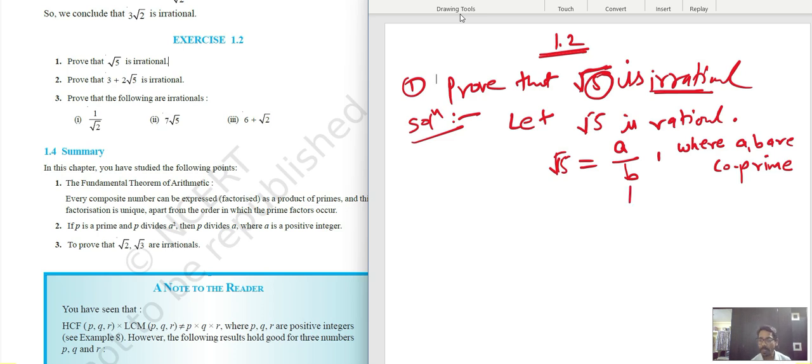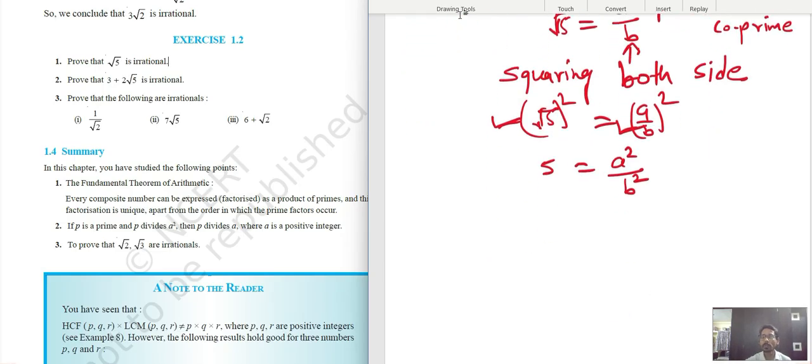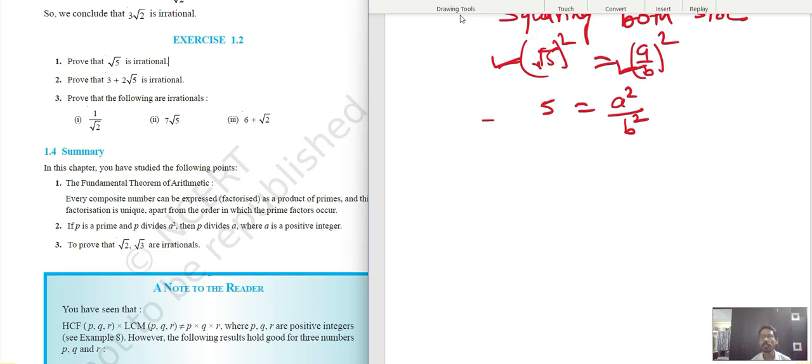Okay, so b is in the division here. Let me take this and do the square of it, squaring both sides. It is a process you just have to follow. So what will come if you do the square on the left side and the right side? Root 5 and the square are going to cancel each other, so 5 will come, and here a square by b square. Got it?